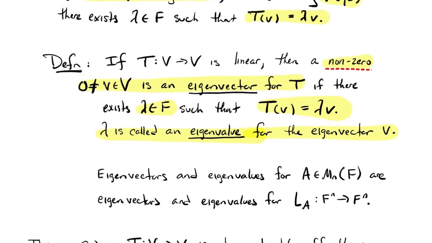Same thing as above. If I'm talking about eigenvectors and eigenvalues for matrices, I just mean that for this linear transformation L sub A. Okay, so that's always going to be the case. If I define something for operators, then I mean the same thing for matrices. I just use the operator L sub A. Cool.